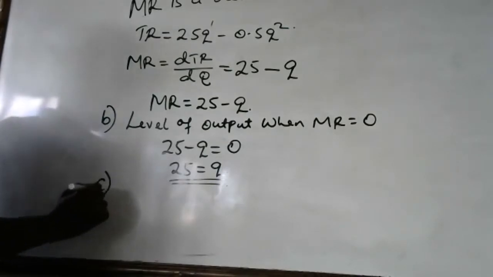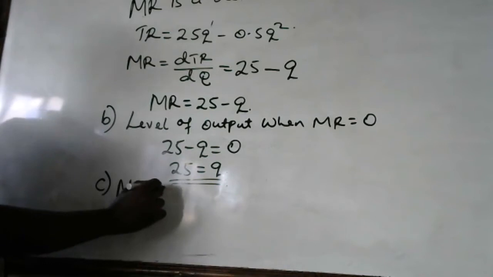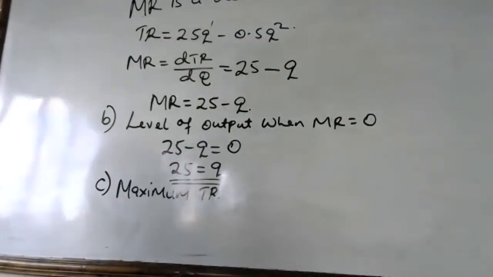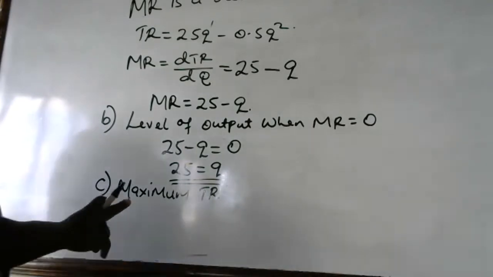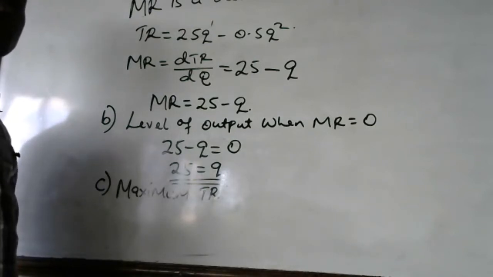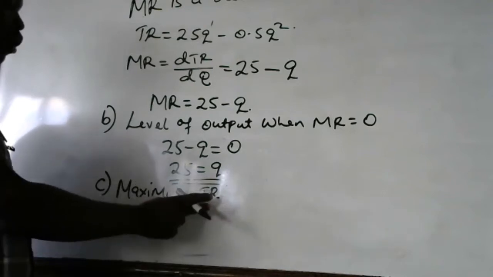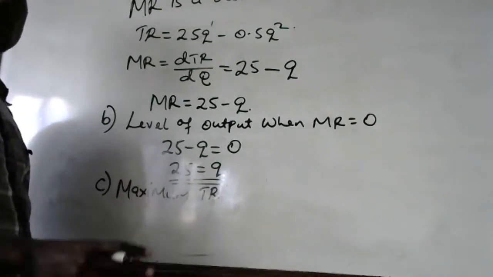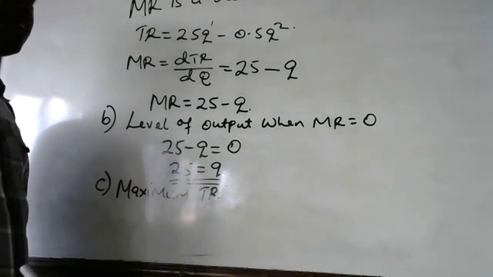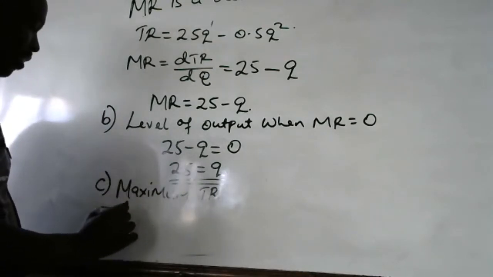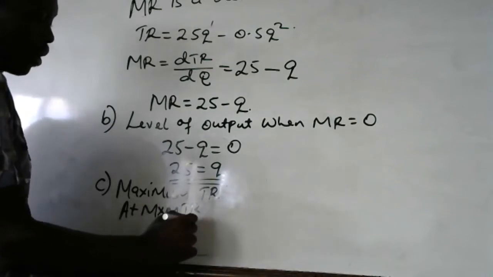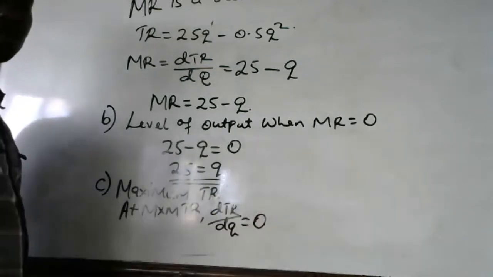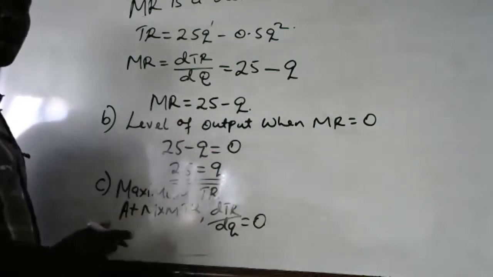Then part C, the question talks about you determine the maximum total revenue. I hope you remember this. Whenever you find the word maximum, just note that that point is the turning point of total revenue. And we know at the maximum point, the gradient function of that particular function is zero. So at maximum total revenue, the gradient function of total revenue, change in TR over change in Q, must be equal to zero.